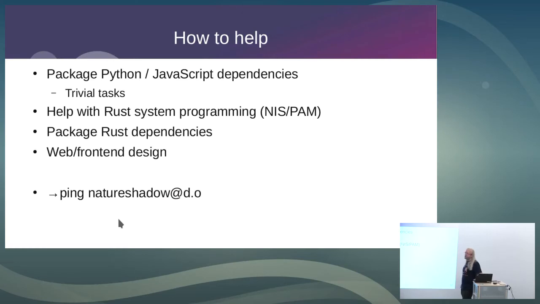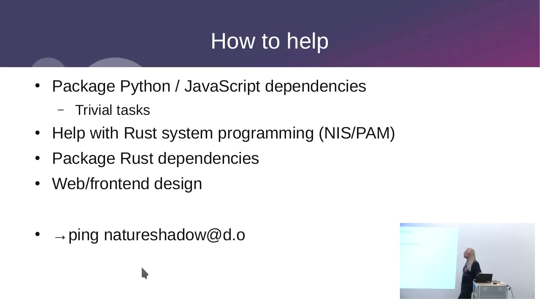If you want to help and you like packaging Python or even JavaScript dependencies, there are some more or less trivial tasks to do to get AlekSIS ready in Debian. The Phi Web API is written in Rust because I'm too stupid for C and Go is too stupid for me, so I chose Rust. And if someone wants to help package that, that's also a great thing.